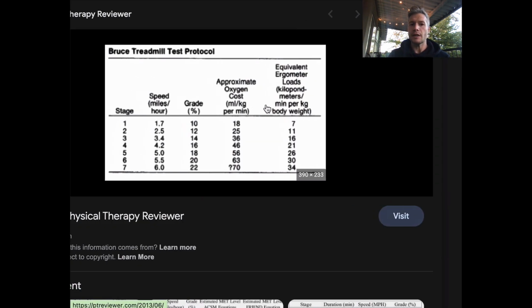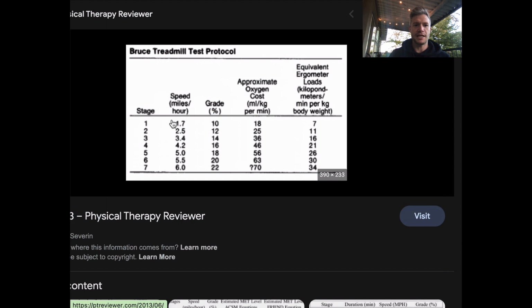Just to highlight again, stages, if we were to put them into our ACSM equations, we could put in our speed, our gradient, and of course we can figure out what our VO2 is for that particular speed and gradient, and that is important when trying to calculate someone's VO2 max or predict it.